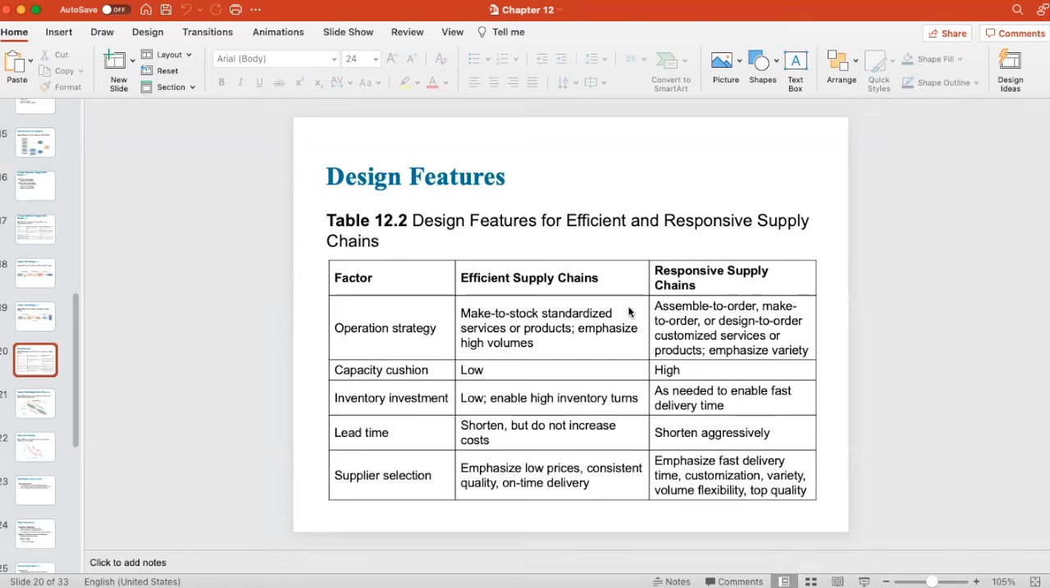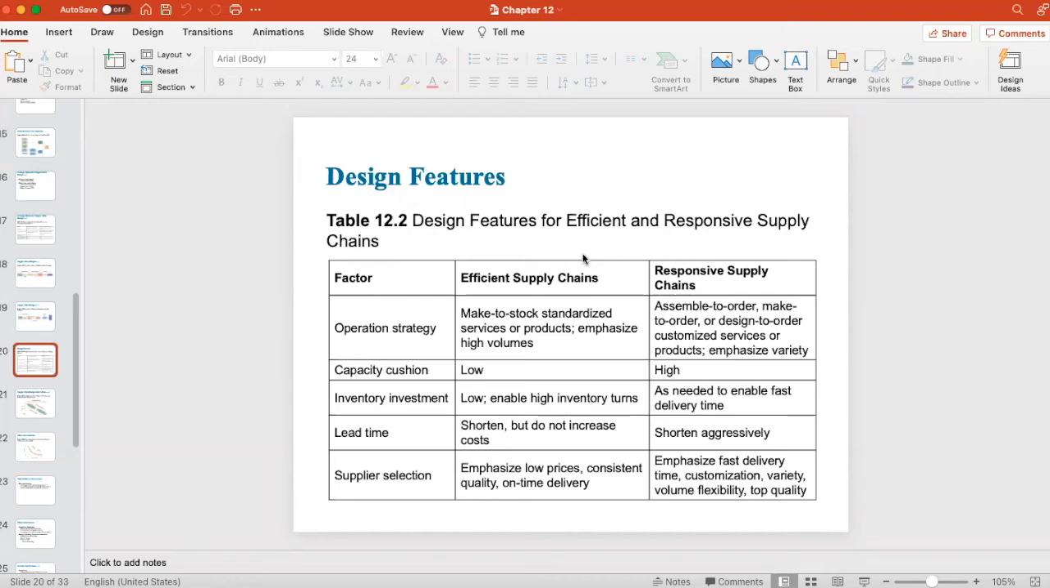But on the other hand, we normally will keep more inventory within our factory, such that we can respond to any unexpected things more flexibly, more smoothly. All right. Then, if you look at the lead time aspect, in the efficient supply chain, we definitely try to shorten the lead time, but we don't actually want to increase the cost simultaneously. However, within a responsive supply chain, since responsiveness itself is very important, that's why we try to aggressively shorten the lead time. All right.